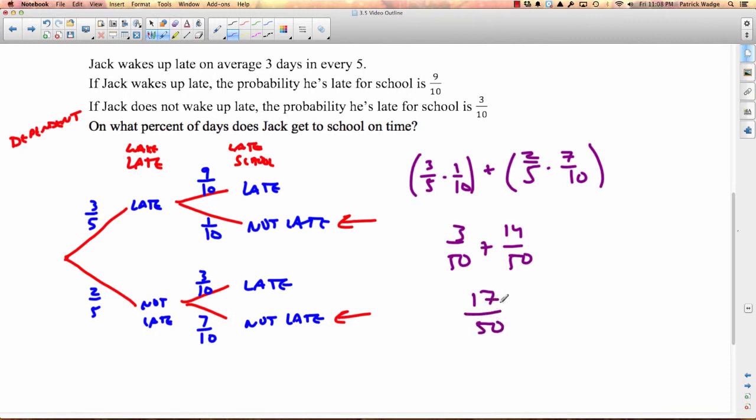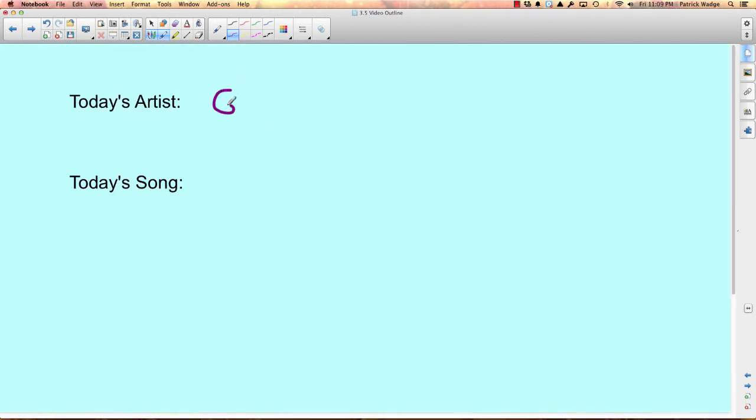Are we done? No! Why not? It says on what percent of days? Well, we can switch this to a percent very easily. Percent means, what does percent mean? It means out of 100. So all you have to do for this to get a percent is change 50 to 100 by multiplying by 2, multiply 17 by 2, because you do the same at the top as you do at the bottom, you get 34. 34 to 100 is the same as 34%. Just over a third of the time he will be to school on time. I'll say it once again. I think I teach Jack.